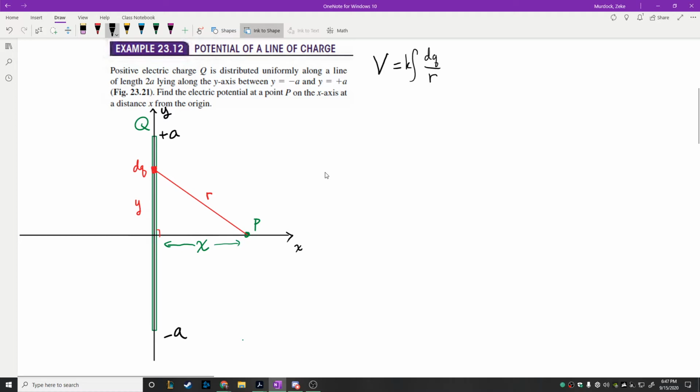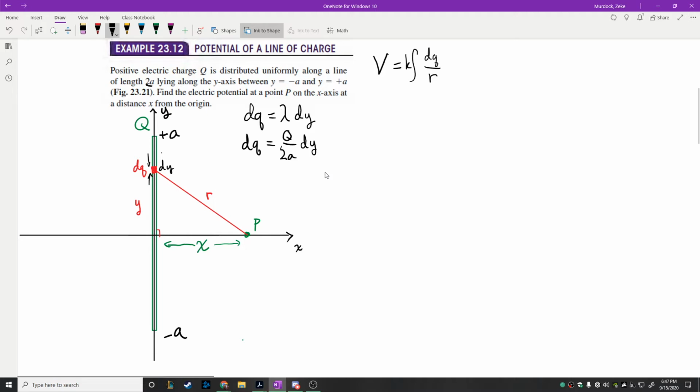And now we just need to do this. We're also going to have to replace dq. In order to do that, I'm going to say that dq is going to be equal to the line charge density times dy. The height of this object, or the thickness of this object, is dy. And lambda is going to be Q divided by the total length. The total length was 2a. So we get that relationship right there.